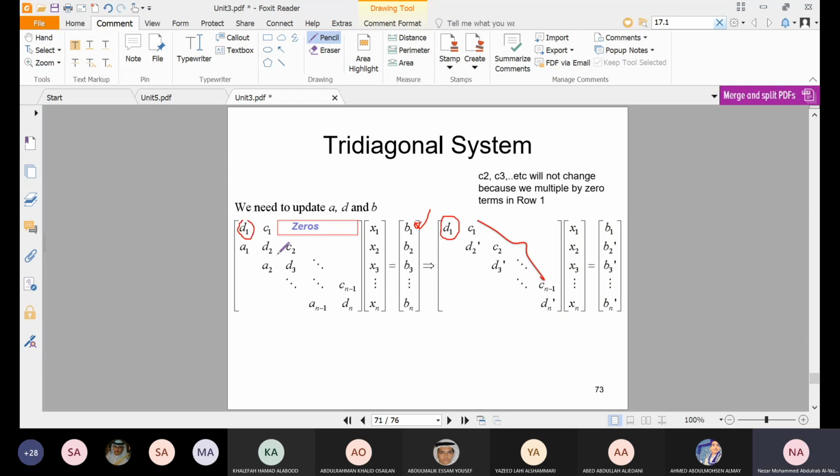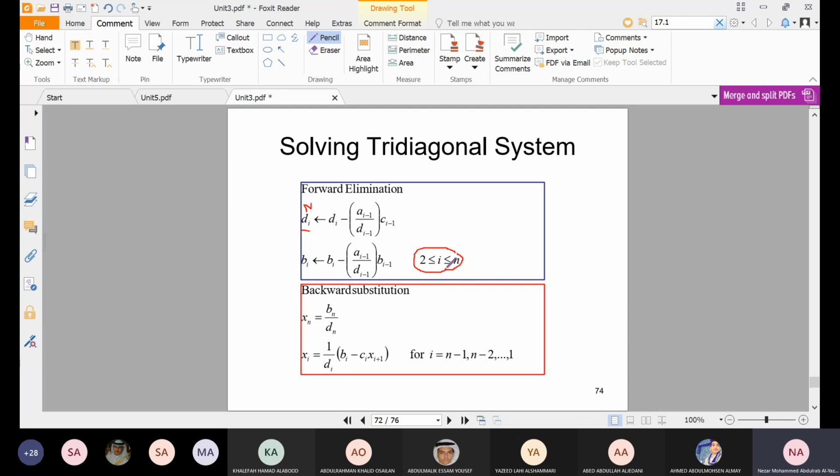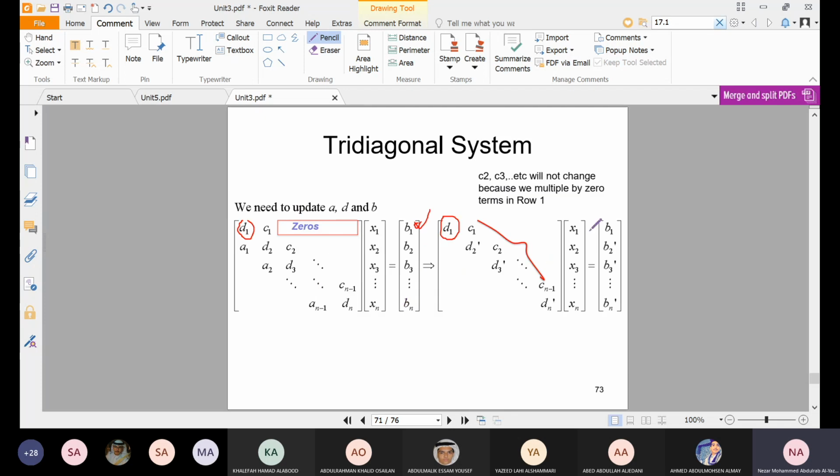So we need to find row number 2. This will have change at D2. D1 we don't have any change, so no need here. So in this case we start from 2 now. For this and for this, B is also the same. No change will happen to B. The same value.